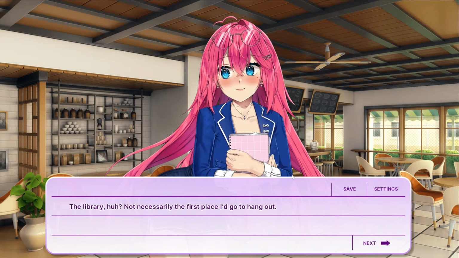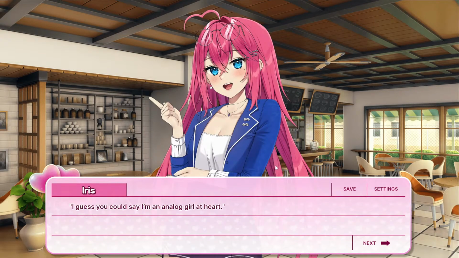Library, huh? Not necessarily the first place I go to hang out. Hang on though, I guess that's an invitation to see each other again. Bury me in books, baby. I guess you could say I'm an analog girl at heart. Oh, this is 2022, after the pandemic. Okay. Don't let your finances get too digital, do you, Rich?